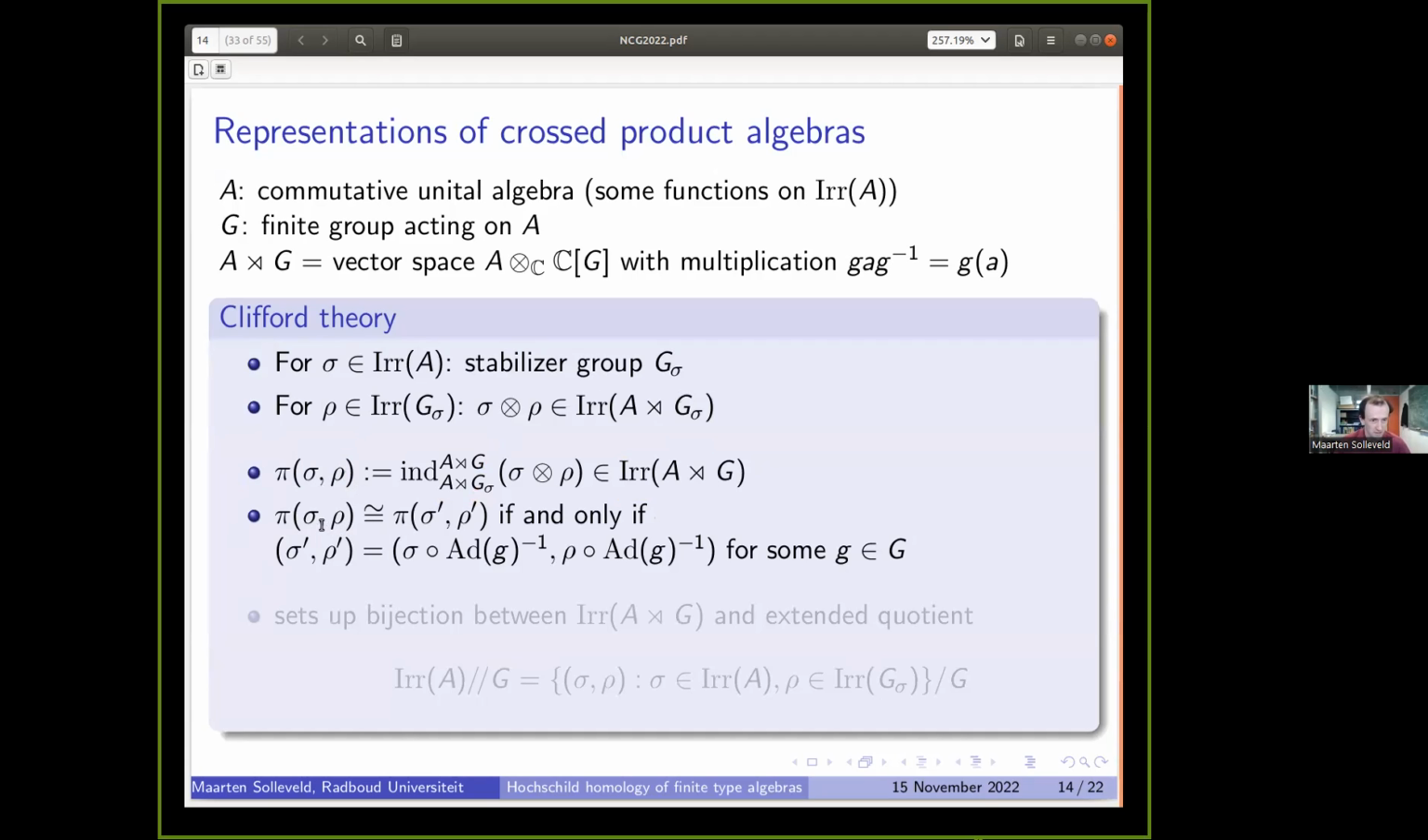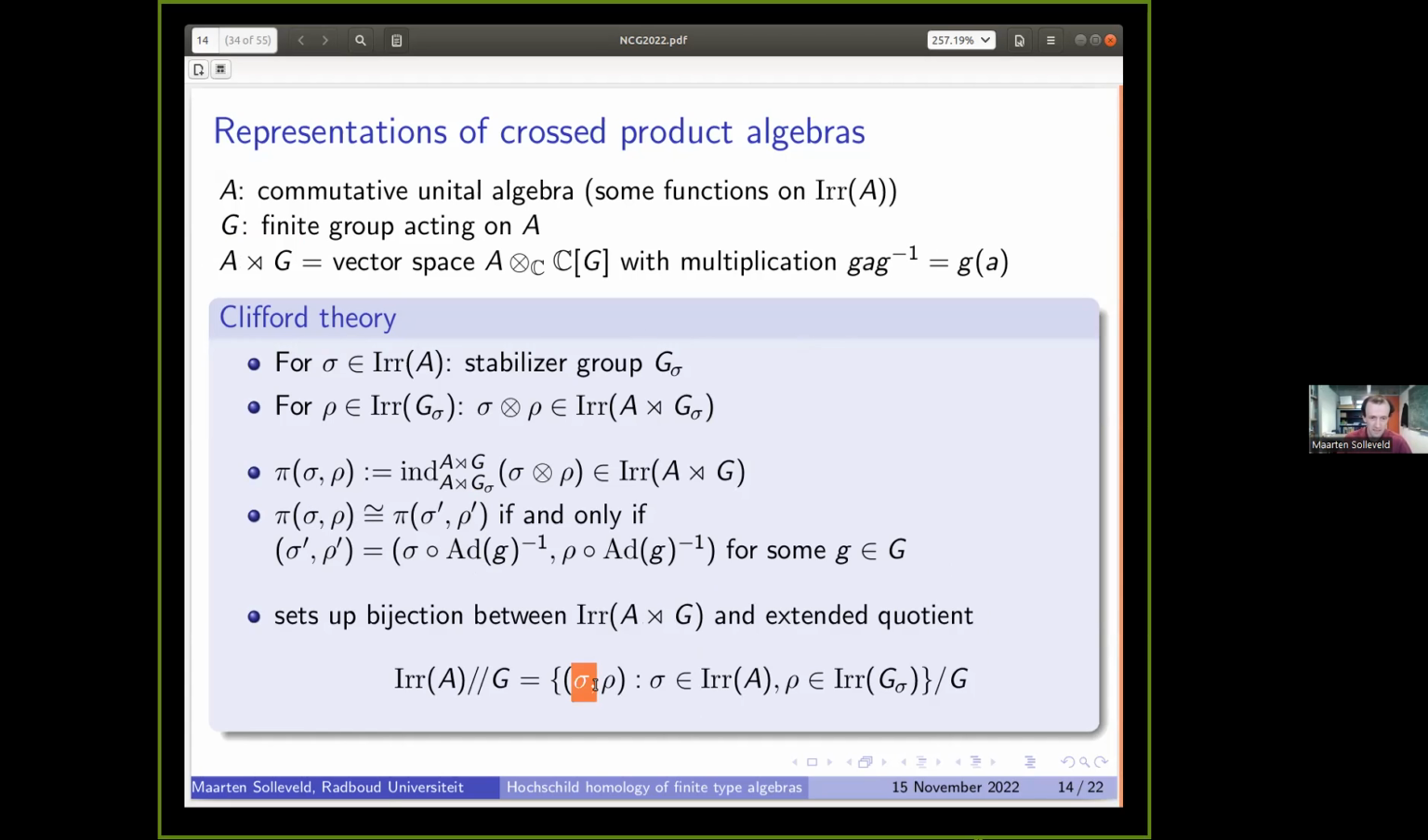That's only if the pairs sigma rho and sigma prime rho prime are related by the action of your group in this way. Your group acts naturally by composition with the conjugation operation by g or the inverse of that. And if these two are in the same orbit for this G action, then they give the same irreducible representation. So for such a cross product algebra A cross product G, you get an easy parameterization of the irreducible representations with another quotient.